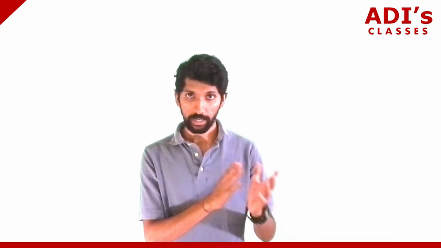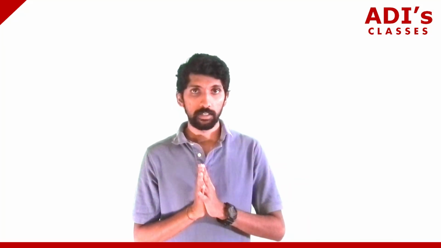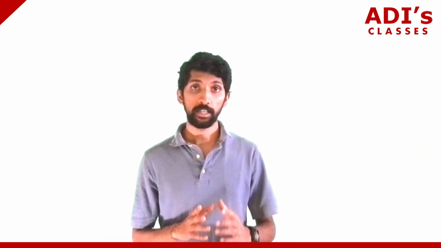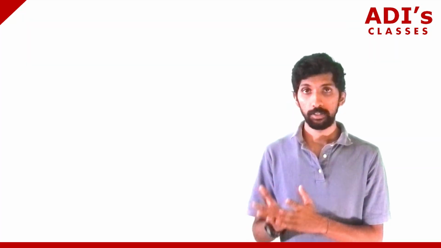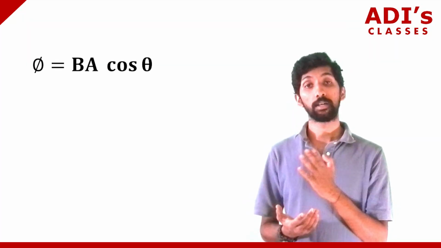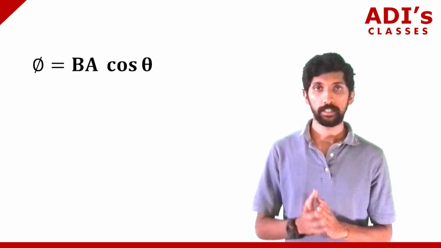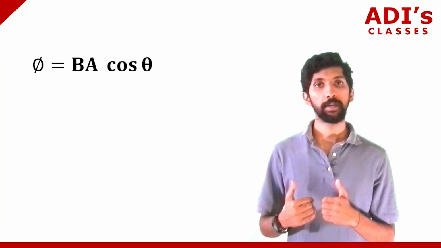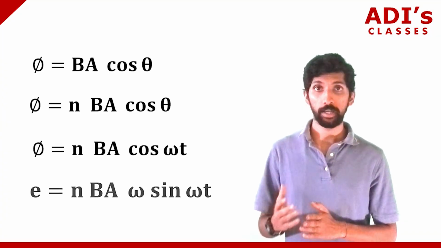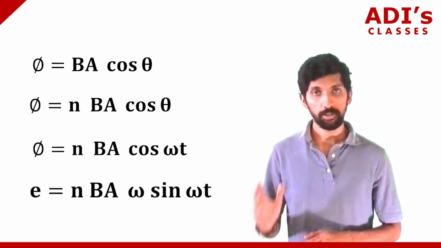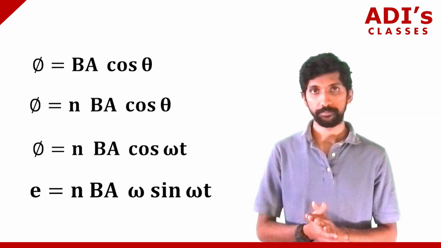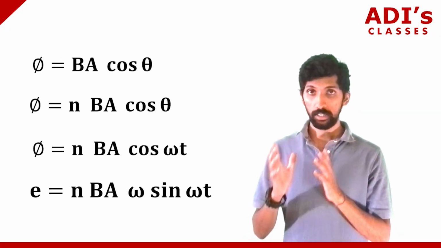Okay, so again I'll just repeat the whole thing. We have the induced EMF formula, minus d phi by dt, and then we have the formula for phi, which is NBA cos theta. So you take that, substitute theta as omega t, and then differentiate that, and you get d phi by dt, correct? So d phi by dt becomes minus NBA omega sin omega t. Then the induced EMF will be NBA omega sin omega t. Okay, so this is the induced EMF.